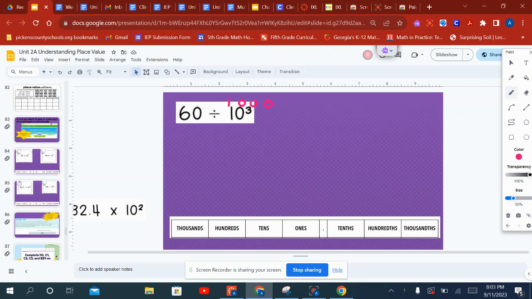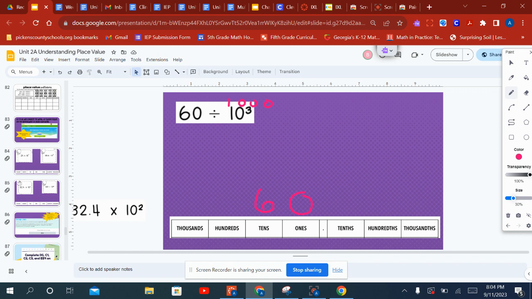So when we divide, we know that amount is going to get smaller. So I'm taking 60 wholes, splitting it into 1,000 pieces. So I'm going to get a smaller answer. So if we look here, I'm going to put 60 on my place value flag, a 6 and a 0. Okay. And since I'm dividing, I want to shift my digits to make my number smaller.